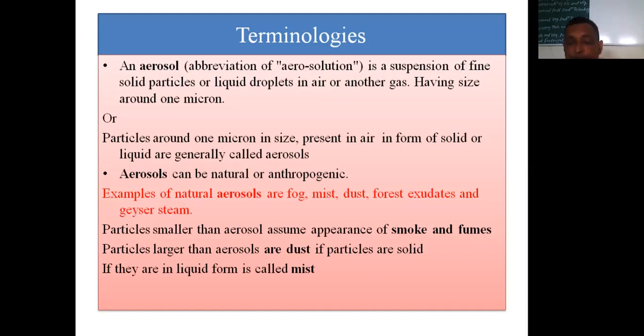Or anthropogenic sources means what? These are due to the man-made activities. What are the examples of natural aerosols? They are fog, mist, dust, forest exudates, and other geyser system.